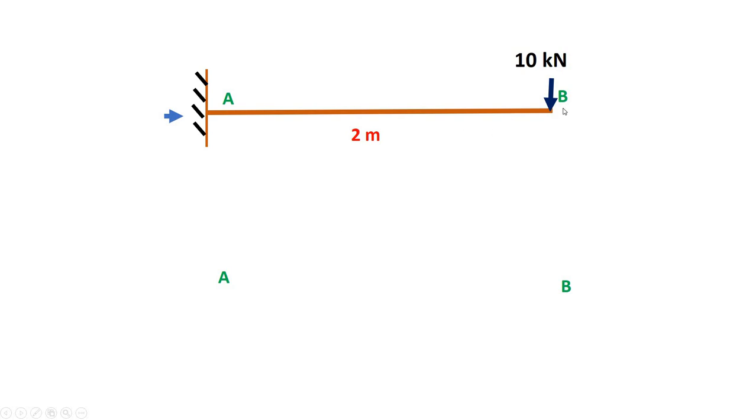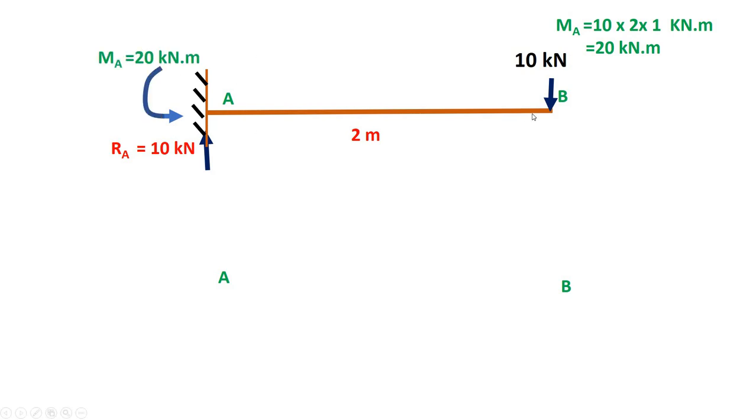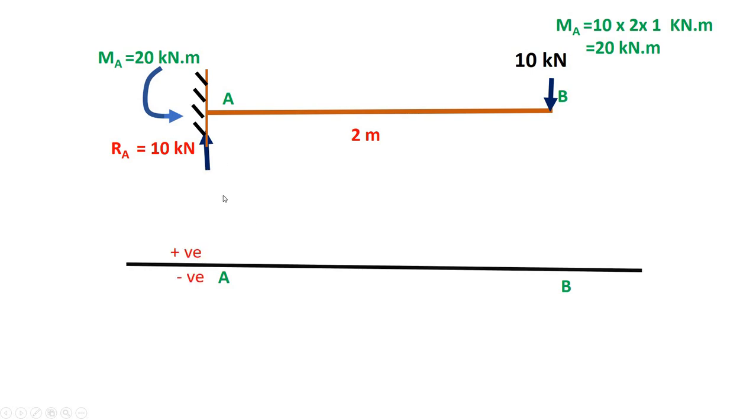Now let us apply the point load over here. Now same way, the moment at A, that is 10 into 2, that is 20 clockwise. So the resistive moment will be anti-clockwise 20 and the reaction is 10, 10 downwards and 10 upwards over here. Now let us draw the bending moment diagram, right? Sorry, shear force diagram. Positive above this line, negative below this line.